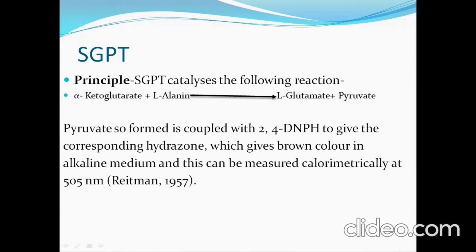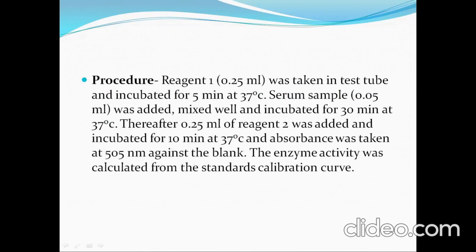For example, alpha ketoglutarate plus L-alanine get converted into L-glutamate plus pyruvate. And this pyruvate so formed is coupled with 2,4-DNPH to give a corresponding hydrazone, which gives brown color in alkaline medium, and this can be measured colorimetrically at 505 nanometer.